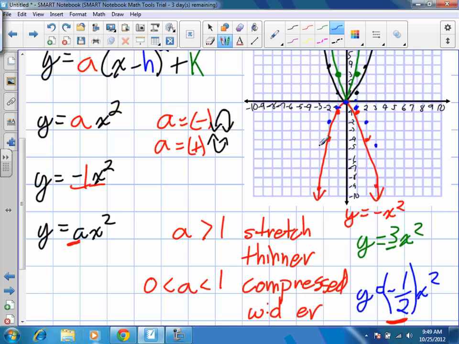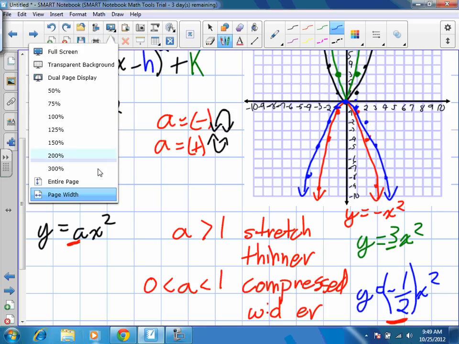4. What's 4 squared? 16. 16 times negative 1/2. Negative 8. So if you notice, this parabola is wider than the original one. Okay? Oh, that was kind of poorly done. But that one is wider than the original one.